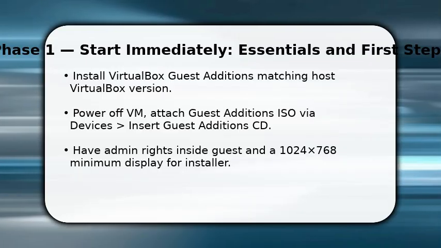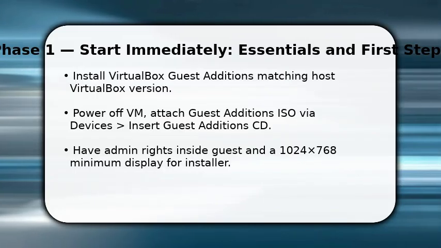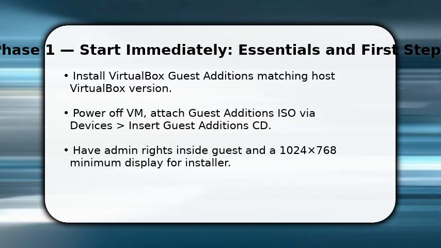You begin by confirming two essentials: guest editions that match your Virtualbox version and admin access inside the guest. Once done, power off the VM, then mount the guest editions ISO from the Virtualbox Devices menu. Make sure the guest boots into a session where you can run installers.